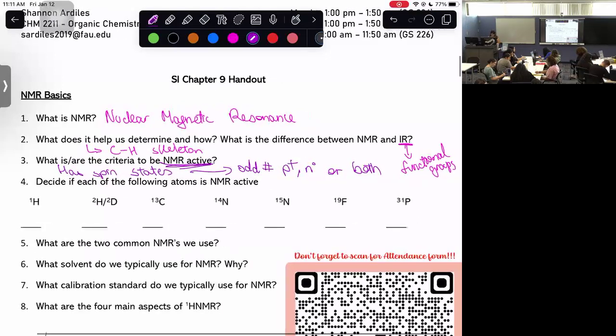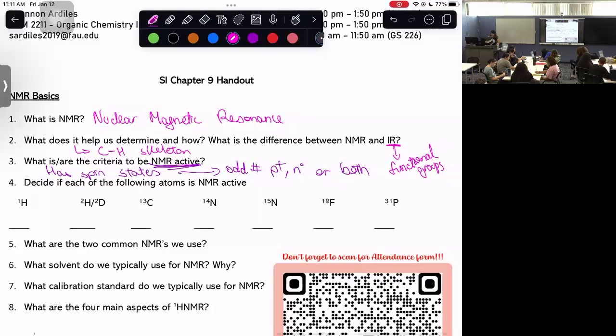So hydrogen, your normal hydrogen. How many protons does it have? One. How many neutrons? 0. Okay, so in this case, do we have an odd number of protons, neutrons, or both? Yes, so that means that that atom specifically is active. Simple as that. As long as you have at least one odd number, it's active.